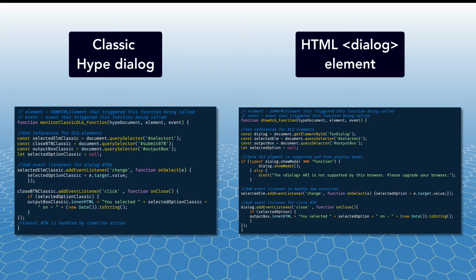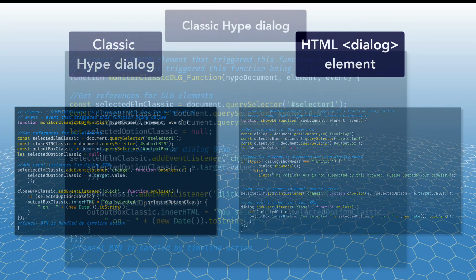It involves creating references to the select control and each dialog button and then setting up event listeners on each of these elements. This code is relatively straightforward and in most cases can be copied and pasted directly into a new project. But in case you want to adapt it for your own purposes, I'll briefly explain what each part does. Let's start with the classic dialog.